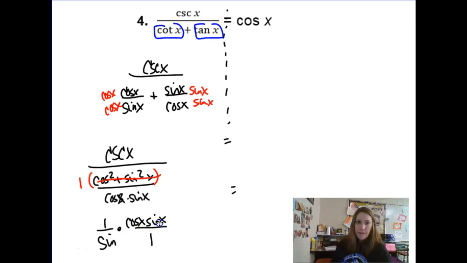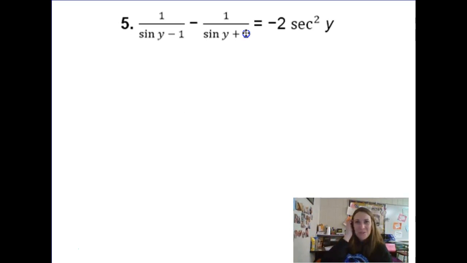Aha, I think we're there. The sines are gone, and I end up with cosine, which is what I wanted. Hot dog, that was super fun. Okay. Oh my goodness. Yuck.